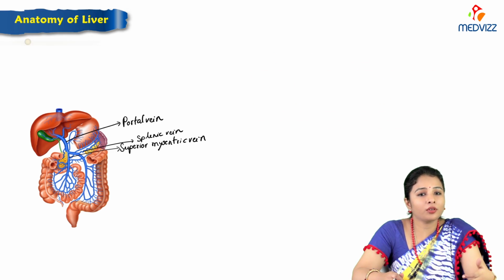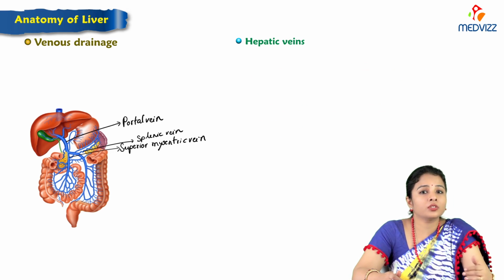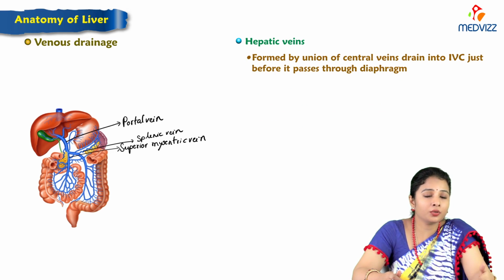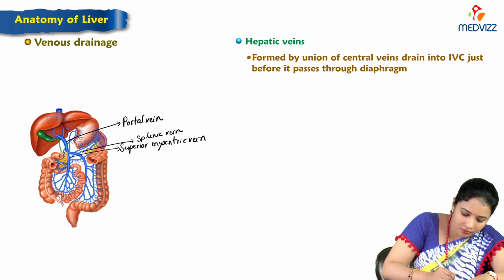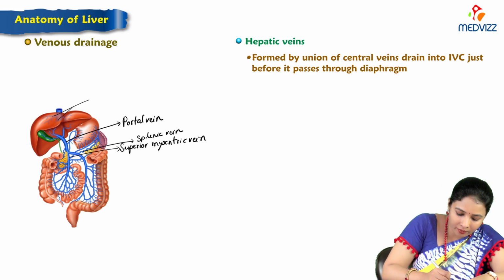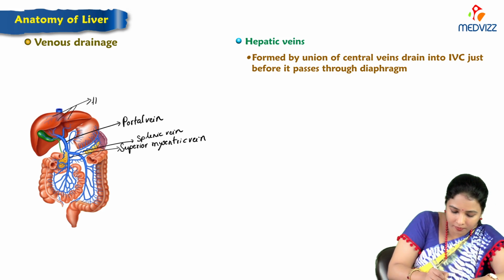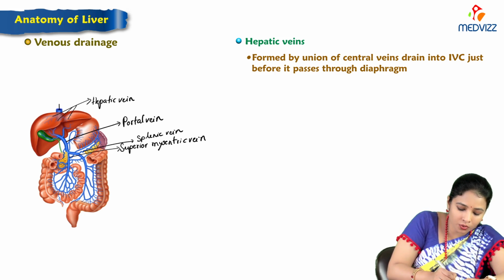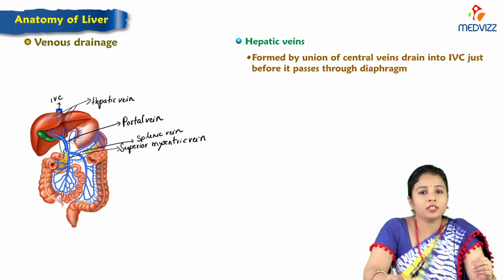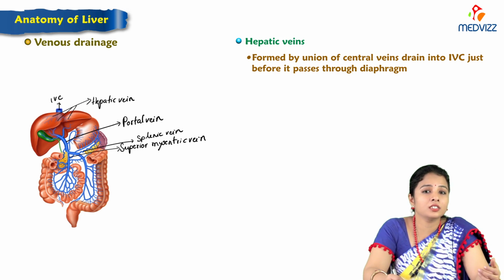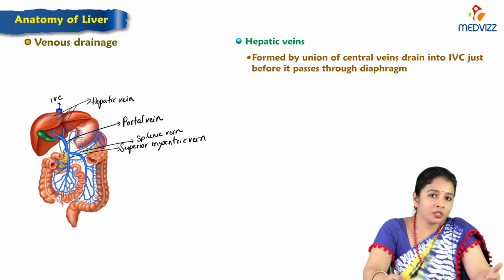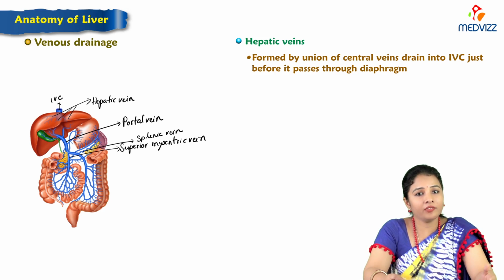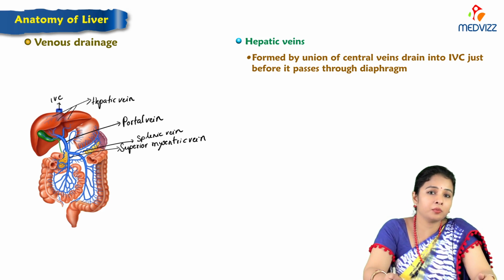Next we shall talk about the venous drainage of the liver. Hepatic veins drain the liver. The hepatic veins are formed by the union of central veins and drain into the inferior vena cava. So these faintly colored veins are the hepatic veins, and we can see they are draining into the inferior vena cava, just before it passes through the diaphragm. And finally, the inferior vena cava opens into the right atrium of the heart.